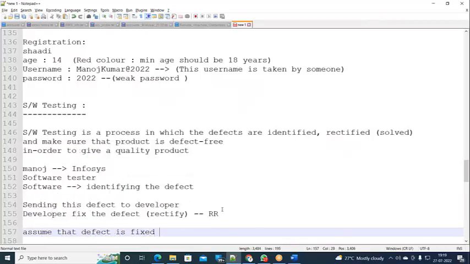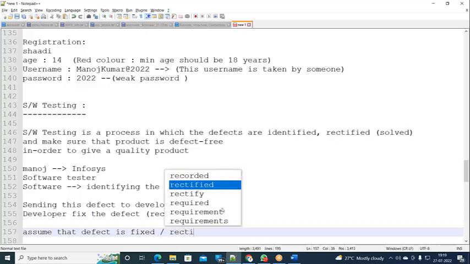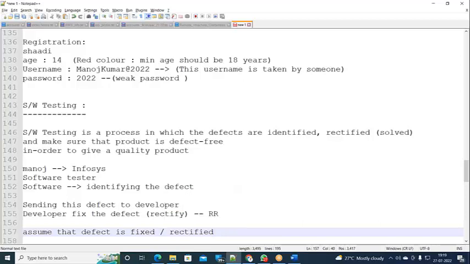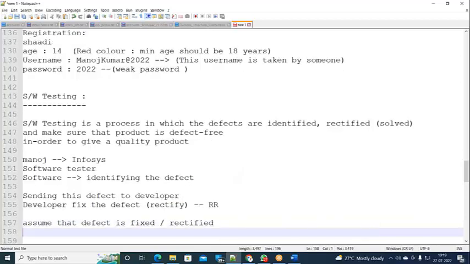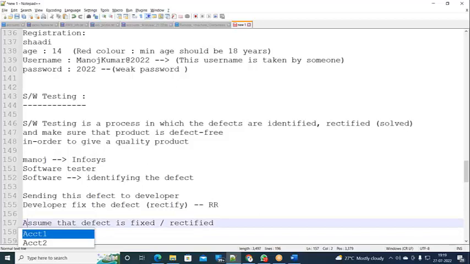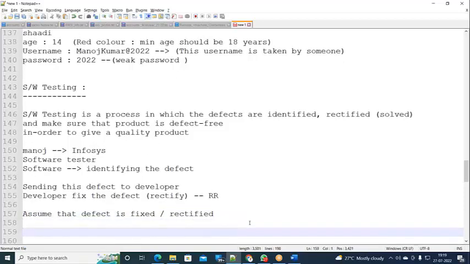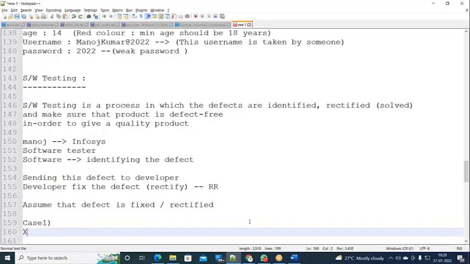Why is Manoj assuming that the defect is rectified? Because he knows Radhika Reddy for a very long time, and he thinks that Radhika Reddy is a wonderful developer. Whatever work she does, she does in an amazing way, is what Manoj thinks. And he assumes the defect is fixed, and he goes to the higher management and says, sir, this defect is fixed. So this is case one.